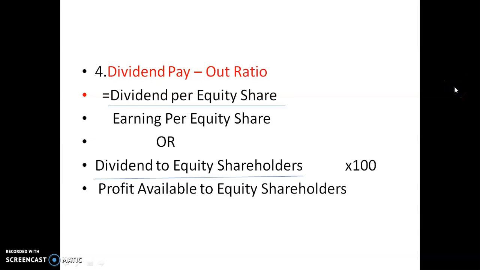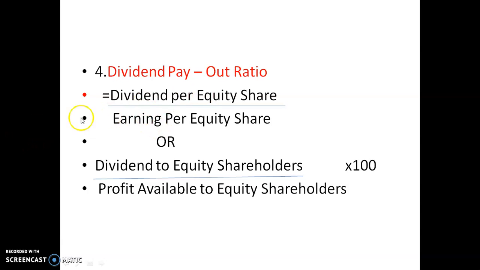नेक्स्ट, फोर्थ कंबाइंड रेशो इज डिव्हिडंड पेआउट रेशो. The purpose of this ratio is to find out the proportion of earning used for payment of dividend and the proportion of earning retained. The ratio is a relationship between earning per equity share and dividend per equity share. And for the calculation of dividend payout ratio, the formula is used: dividend per equity share divided by earning per equity share.